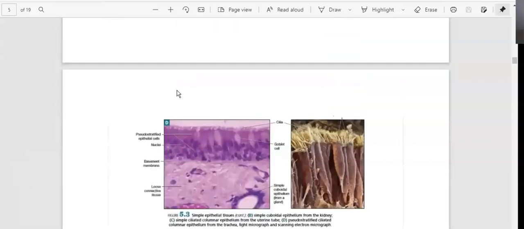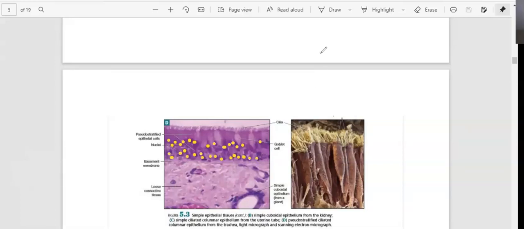Right here, what you're going to have is what appears to be multiple layers, but it is not. So let me show you that, guys. This one right here is going to be pseudostratified. Why is it called pseudostratified? Because it appears to be multiple layers, right? But I'm going to show you this. I'm going to highlight the nucleus, okay? Here's the nucleus of this cell right there. And now take a look at this other one. You can see more nuclei in here, right here.